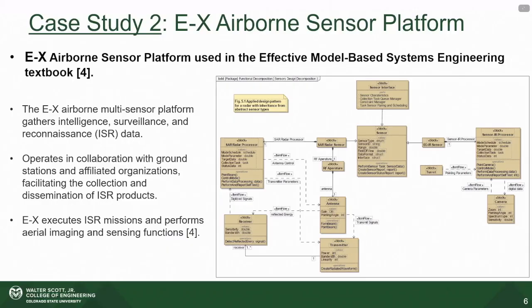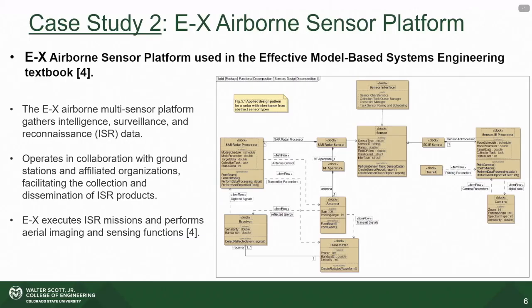This new case study had a balance between complexity and manageability. The second case study that I ended up using was based on a fictional airborne ISR platform referred to as the EX Airborne Platform, which is featured in the Effective Modeling Based Systems Engineering textbook as an example for developing various SysML diagrams used to define complex systems.